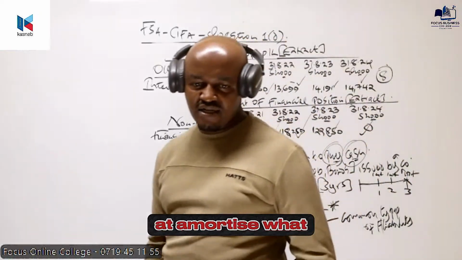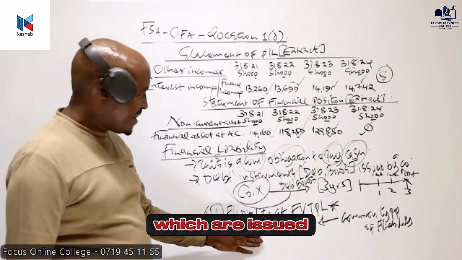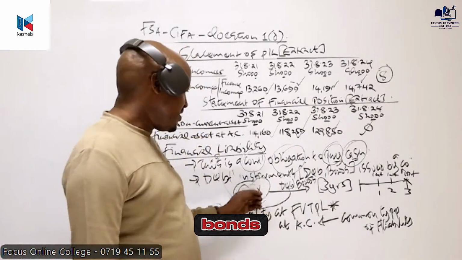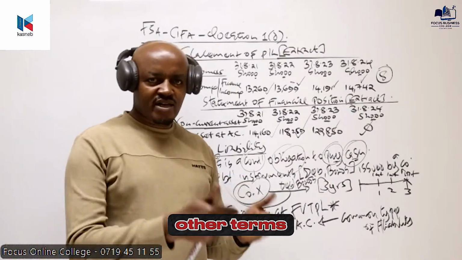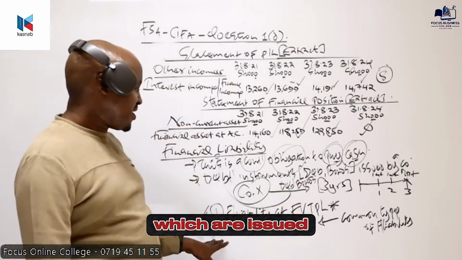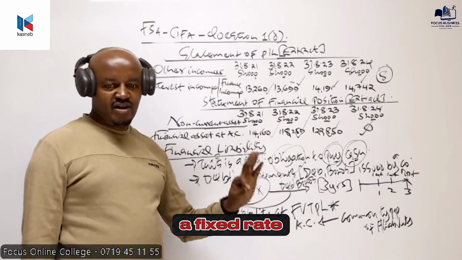The financial liabilities at amortized what? At amortized cost. Now, these are basically the debt instruments which are issued by the company, e.g. debentures or bonds, which are supposed to be redeemed after a number of years. In other terms, you can say that these are debt instruments issued by the company. They have a fixed rate.